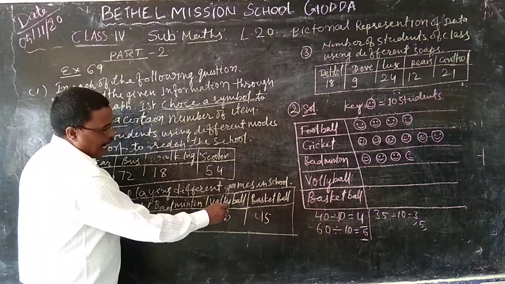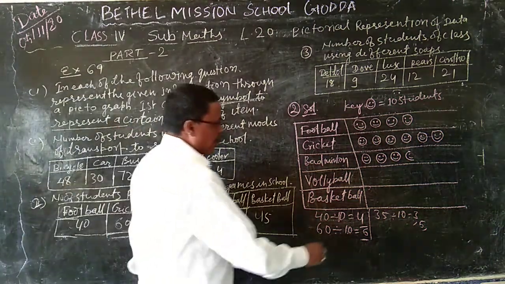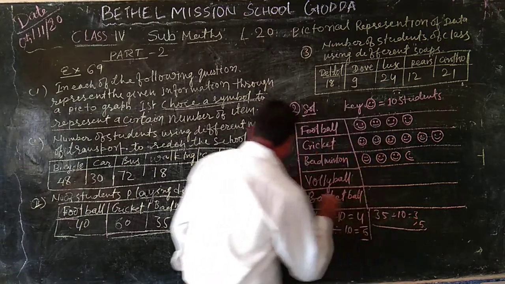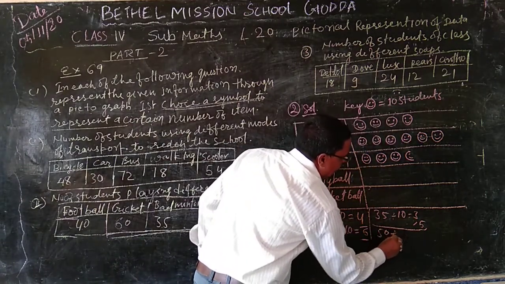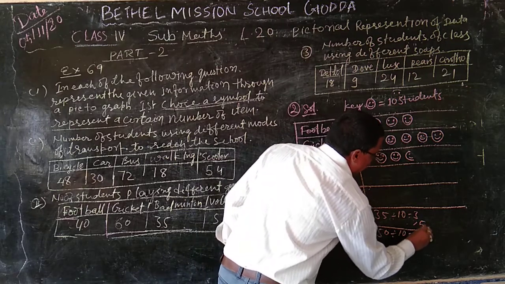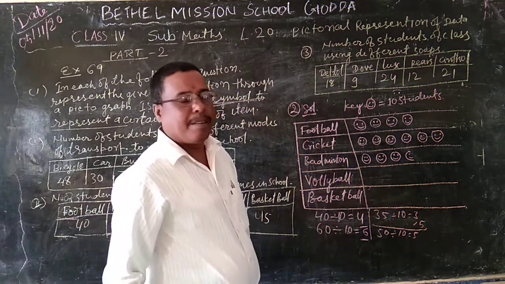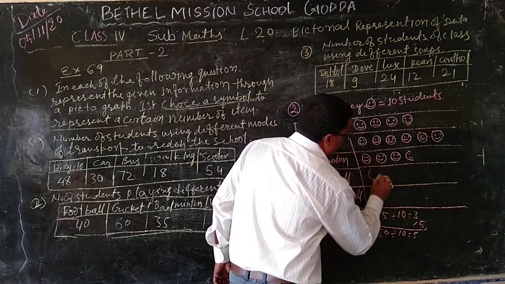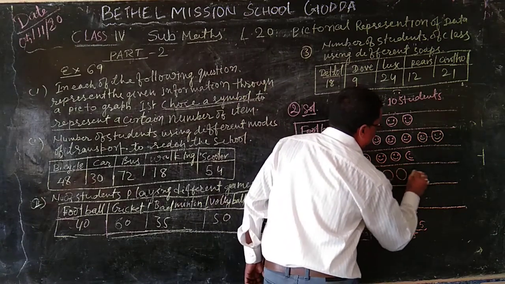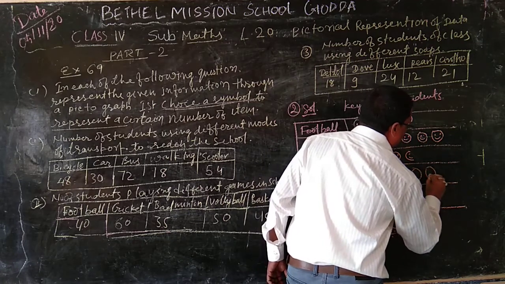And next is volleyball. Volleyball 50. 50 divided by 10 is 5 pictures. How many pictures can you make? 5. 1, 2, 3, 4, 5.